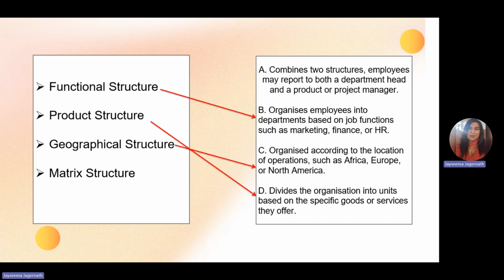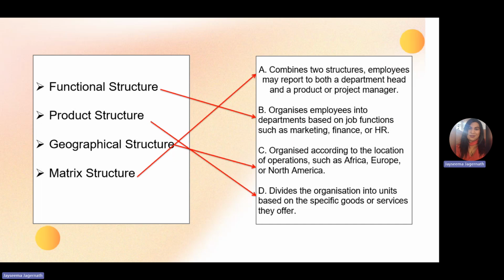The same with geographical structure. If you are an international or global company and you have branches in different countries, then you will use a geographical structure. So in each country, you have a unit that operates like a business.